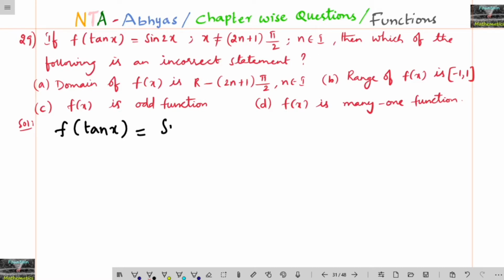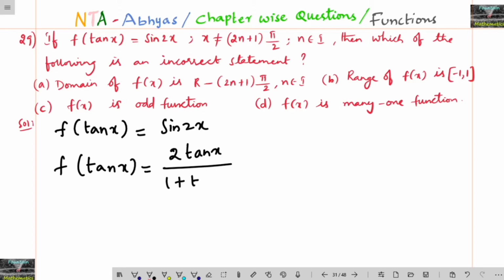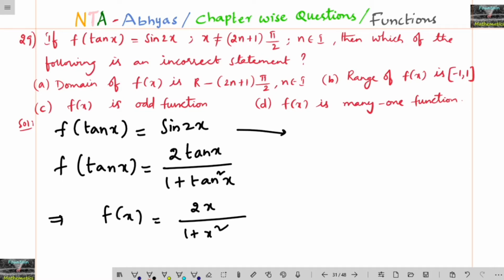f of tan x is equal to sin 2x, and we know the sin 2x formula can be written in terms of tan x. So we can also write this as f of tan x is equal to 2 tan x upon 1 plus tan square x, which implies that f of x is equal to 2x upon 1 plus x square. So here x should not be equal to (2n plus 1) pi by 2 in the case of f of tan x equal to 2 tan x by 1 plus tan square x.